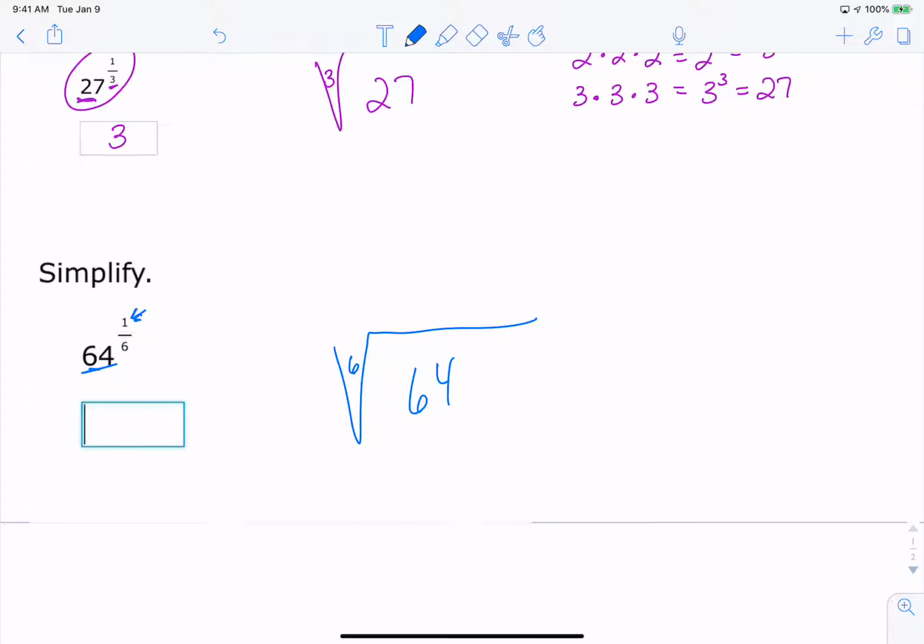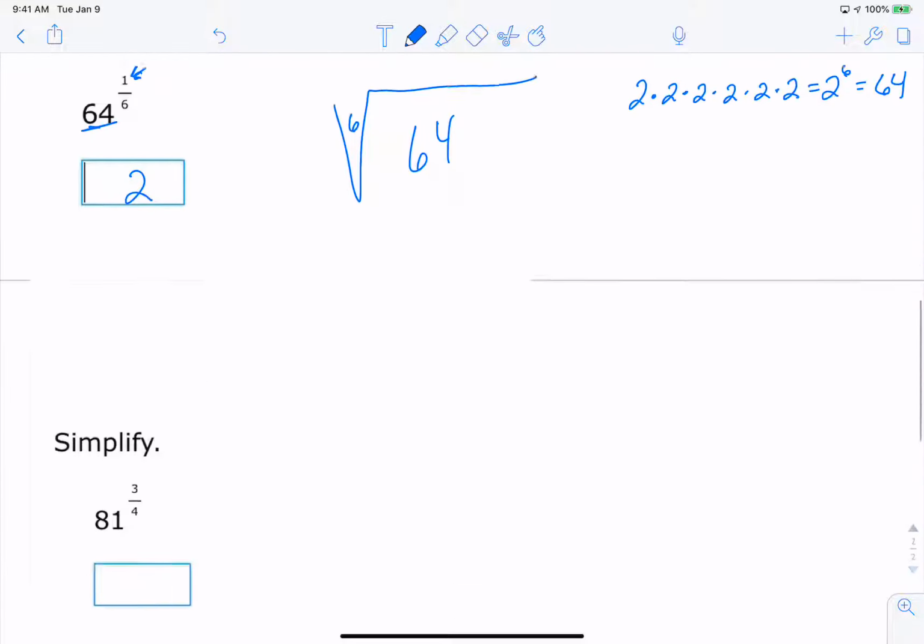Well, I would start with 2 on this one. So 2 times 2 times 2, do it 6 times, so that's the same as saying 2 to the 6th. If you put that in your calculator, you would get 64. So the 6th root of 64 is equivalent to 2.